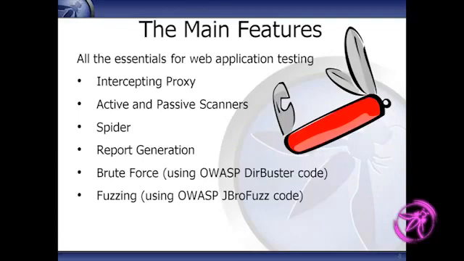The spider, which could be improved, definitely, will look for pages that you haven't explored. It'll do report generation, and then two of the significant enhancements we've made, both reusing other OWASP projects, are forced browsing or brute forcing using DirBuster code, and fuzzing using some JBroFuzz code. We're not just going to reuse OWASP projects, we'll use any good quality projects out there which we're allowed to from the licensing, but those were the two which seemed to stand out, those particular two areas.